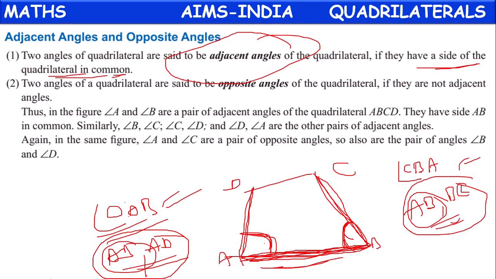Whereas if you take this angle CBA, and you take this other angle, this angle is formed because of CD and AD, and this angle is formed because of AB and BC. These two angles don't have any side in common. So they are not adjacent angles. They are called opposite angles.